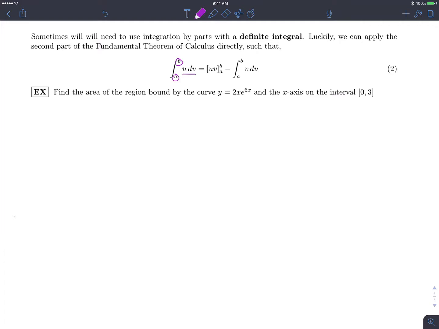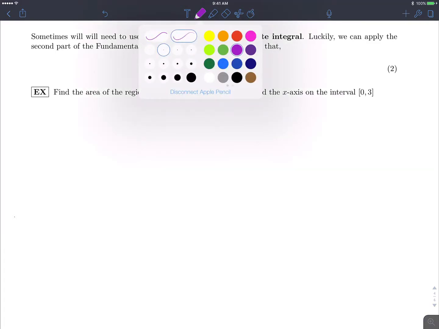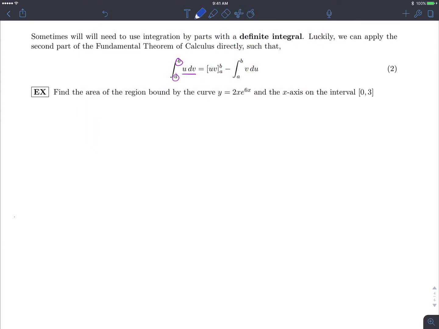So this particular example is asking us to find the area of the region bound by the curve y equals 2x times e to the power of 6x, and the x-axis over the interval from 0 to 3. So we know that this area, since we're talking about finding area of a curve, it's going to be between the curve. I mean, this is always going to be a positive curve on this interval, so it'll be just that area, and then the x-axis is the other boundary. So it's going to end up being the integral from our bounds 0 to 3 of 2x e to the 6x dx.